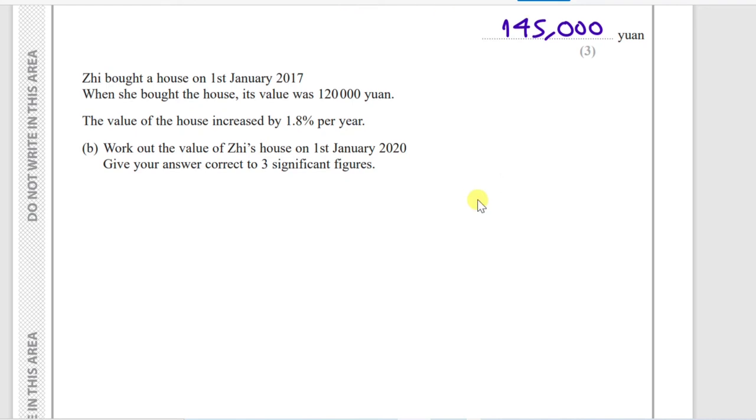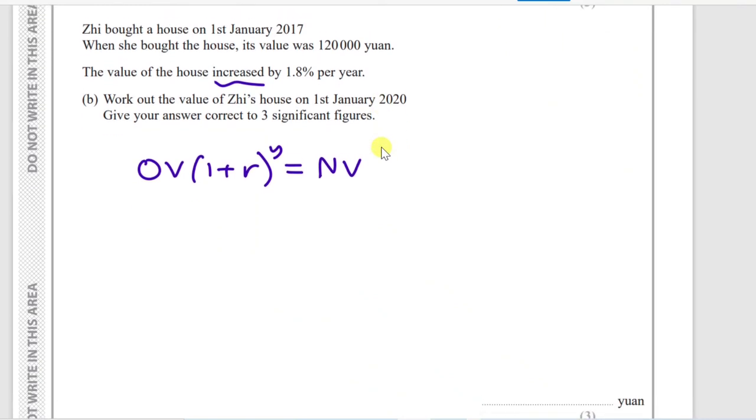Now, we're going to use the same formula, guys. We know it's going up here because it's increased. So, it'll be OV, 1 plus the rate equals new value. Now, there's one more thing to add. Because it's going up per year, you're going to put a little Y value, meaning how many years it has been. So, let's put everything down. We know that the original value was 120K. We know the rate R is 1.8%, and we know it's lasted 3 years.